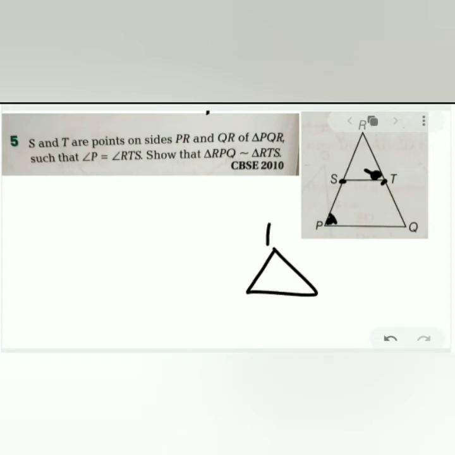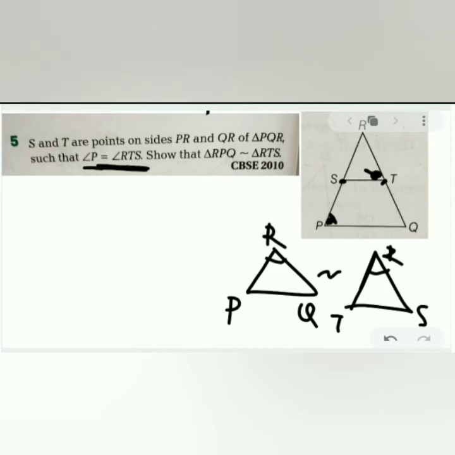If we talk about triangle RPQ, and we have to prove it similar to triangle RTS, here you can see both have R common. And from the given, we can write that angle P and angle RTS are the same. So by using angle similarity, we can write these two triangles as similar. This thing is very easy. You just have to write. How to write? Let us show you.